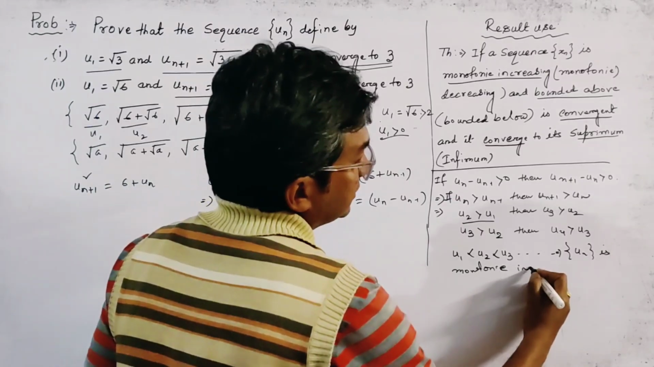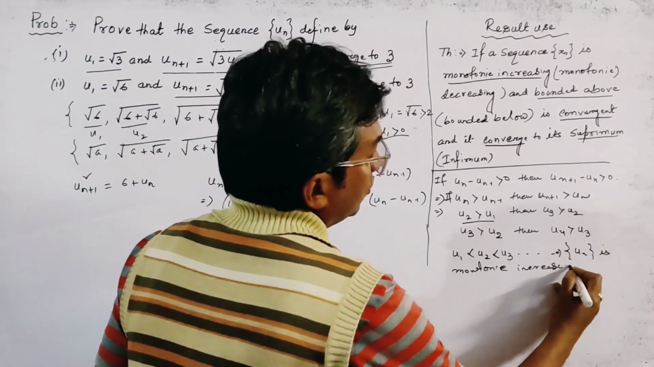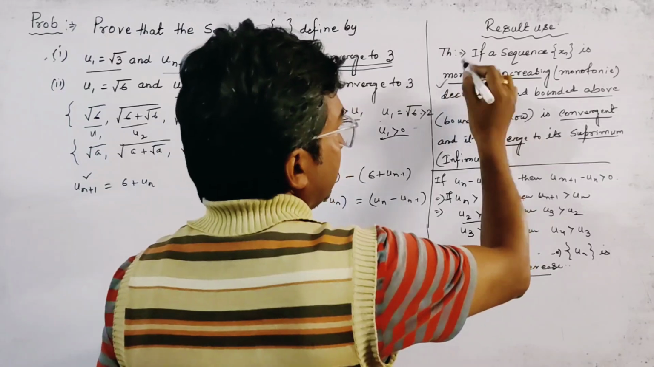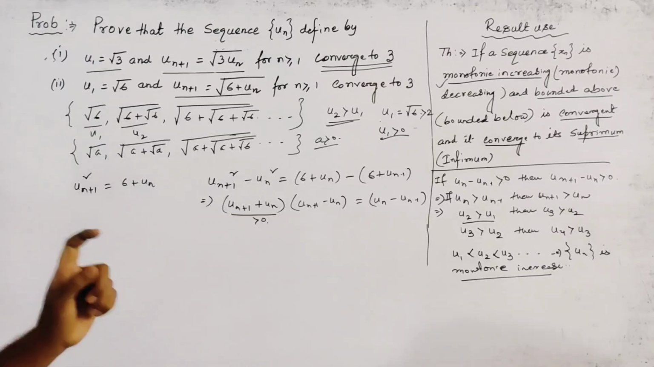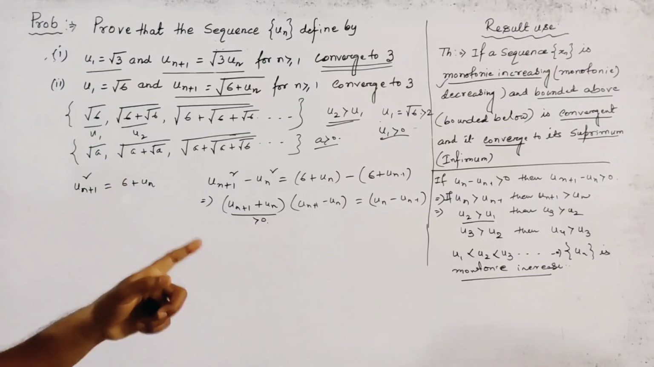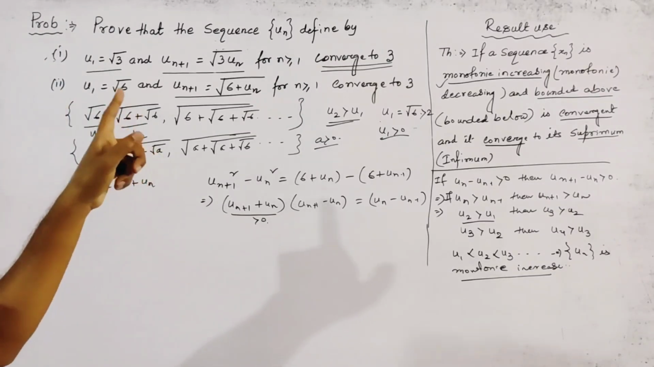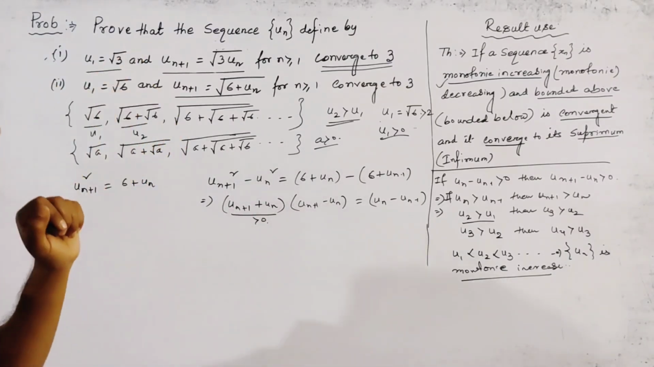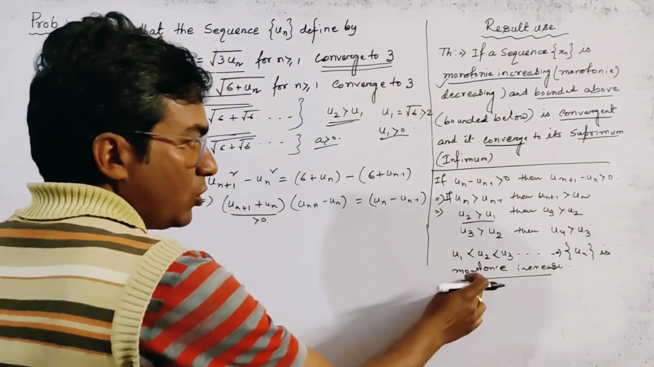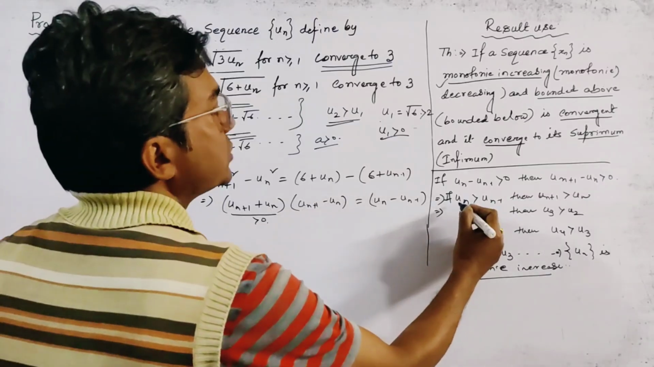Monotonic increasing. Okay, so we put the first required result. This is monotonic increasing. Now our aim is to find out whether it is bounded above or bounded below. Before going to the bounded above or bounded below case, we first consider the second case.